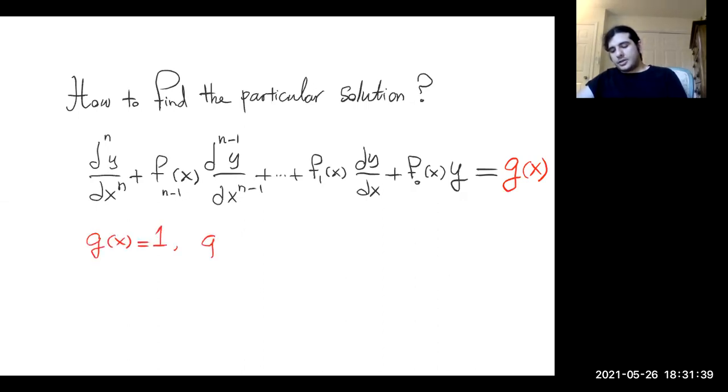In the other case, g of x was equal to a number times e to the 3x, I think 3 times e to the 3x. So what are the other options for g of x for which it's easy to find the solution? If g of x is equal to a constant c, it's easy to guess the particular solution. The particular solution would also be a constant. So the particular solution is another constant, let's say c1.